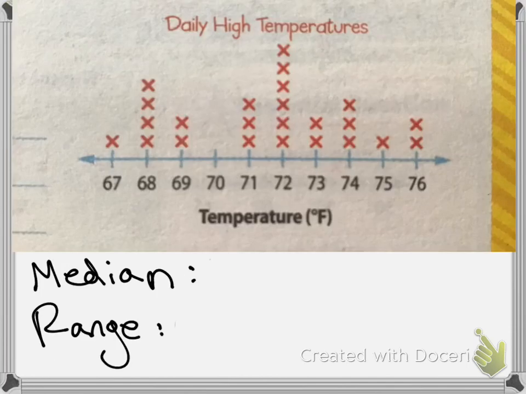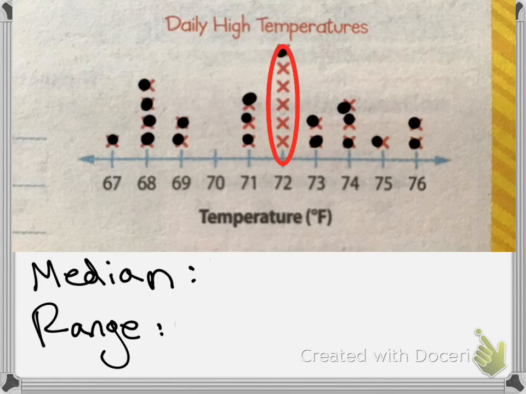Let's look at this one here, median and range. Again, if we were gonna find the median, we cross things off until we get in the center. Smallest, biggest, smallest, biggest. I know it's annoying. And I can already see where I'm going here. Biggest, smallest, and at this point, it doesn't even matter because the only points left are 72. So my median is 72.